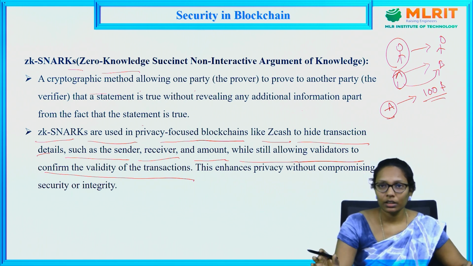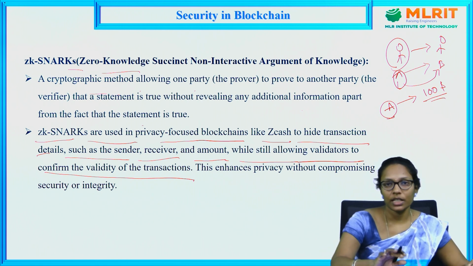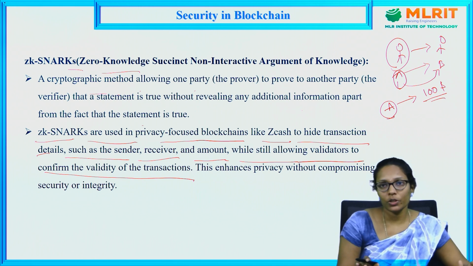Here the validator is going to validate the transaction, but still he is not going to get any internal or private information. So that is nothing but zero knowledge proof. Using the zero knowledge proof, we can preserve the privacy in general in blockchain.